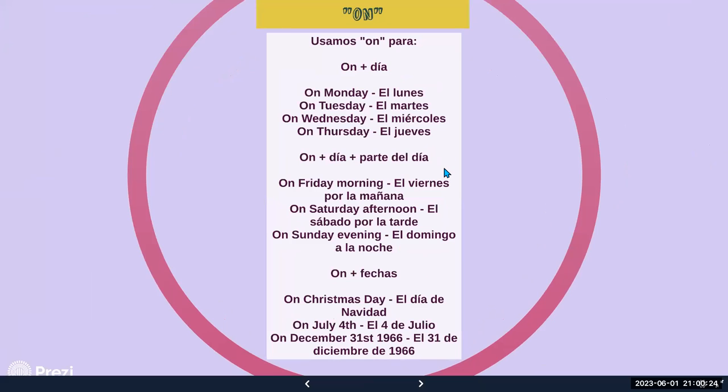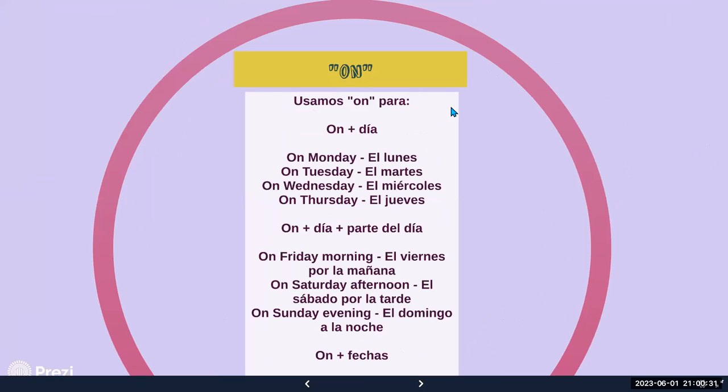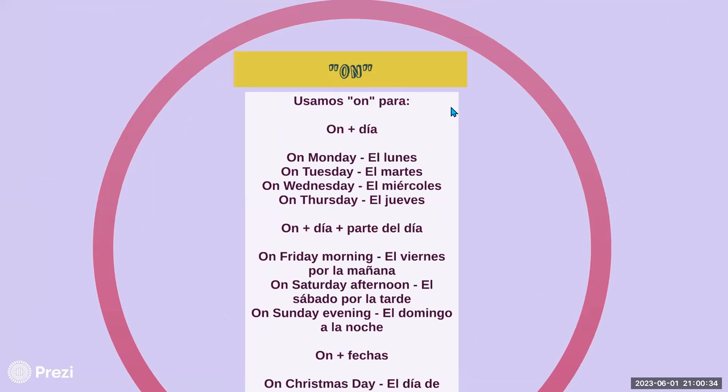Okay, what about this one? Take a look at this, please. Usamos on para on más un día: on Monday, on Tuesday, on Wednesday, on Saturday. On plus el día y la parte del día, eso es importante. On Friday morning, el viernes por la mañana sería en ese caso. Sunday evening sería el domingo en la noche. Okay, now I need that you try to use an expression about this slide. Okay, tell me, please.